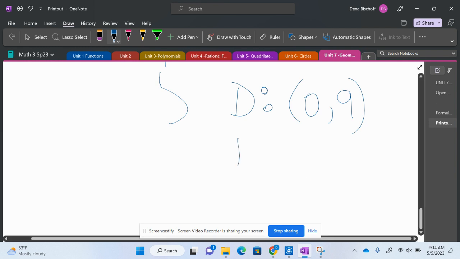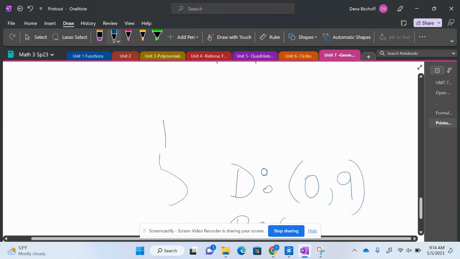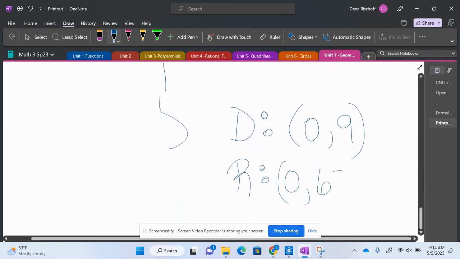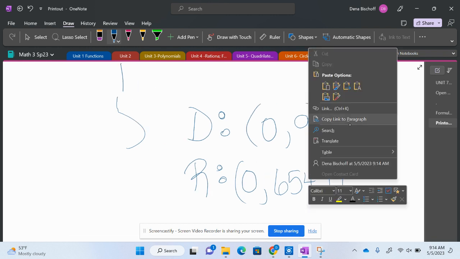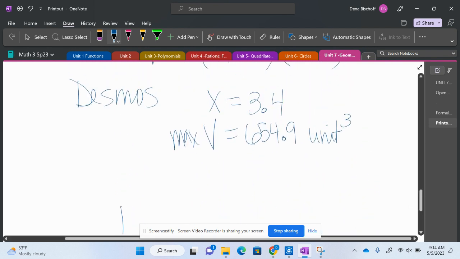Well, what about my range? I know that my range began at 0, right? But we said that our max volume is really the highest it can go, 654.9. That's the highest that I can actually go. So we've talked about the appropriate domain and the appropriate range.